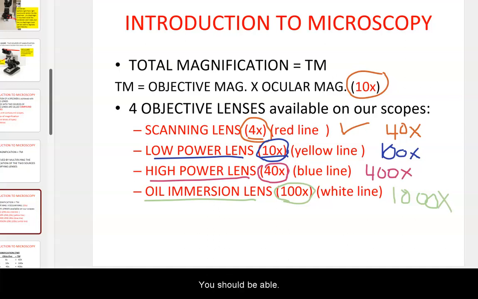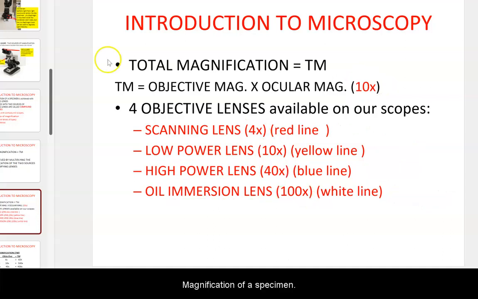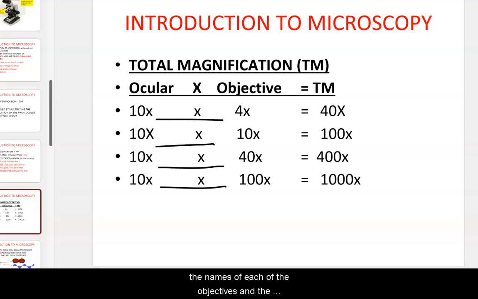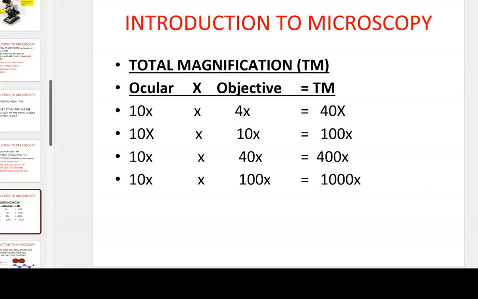You should be able to determine the magnification of a specimen given the objective in place and knowing that our oculars have a 10x magnification. So you should know the total magnification under the scanning objective, the low power, the high power, and the oil immersion. You should also know the names of each of the objectives and the magnification that each of them carries.